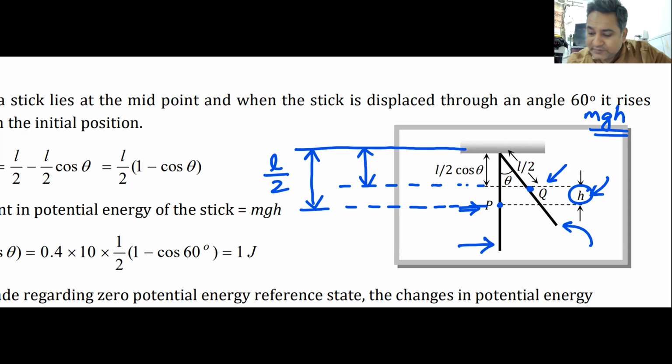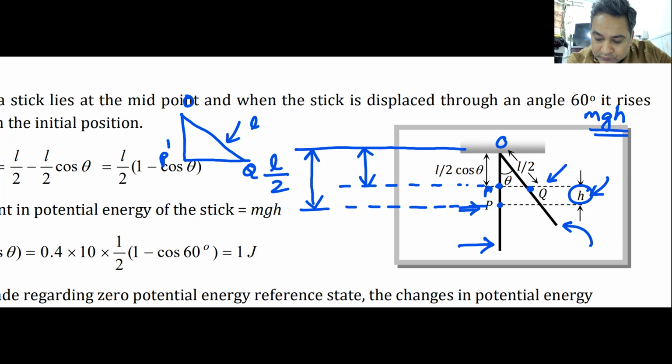It is simple. Simple math. See, I'll draw it. Look at this diagram now. This diagram is O, P dash and Q. From O to Q, it is L by 2 because this Q is the new center. This angle is theta, 60 degrees. I have to find the value of this OP dash. This OP dash will be equal to L by 2 cos theta.